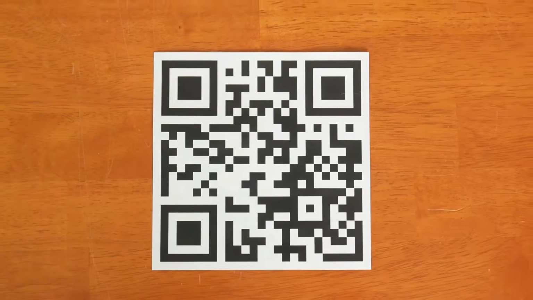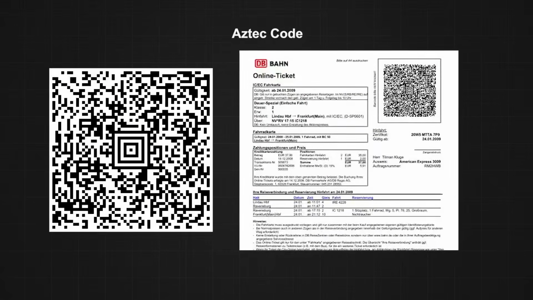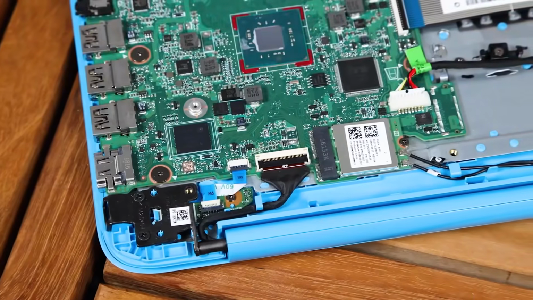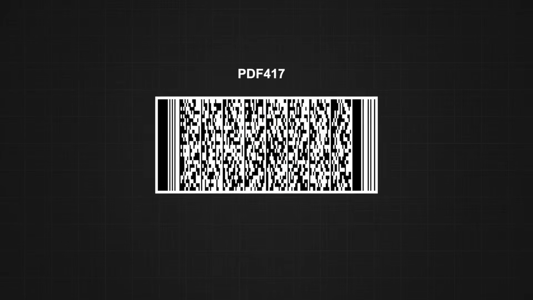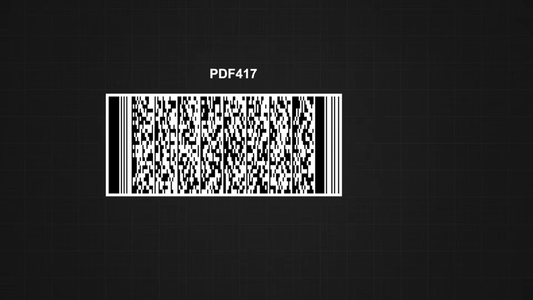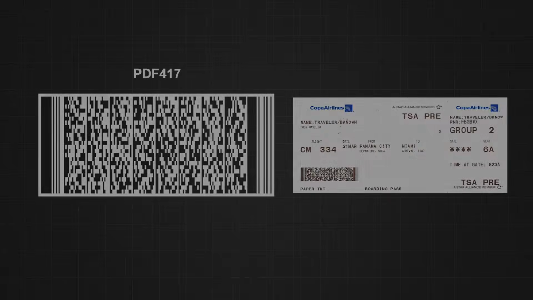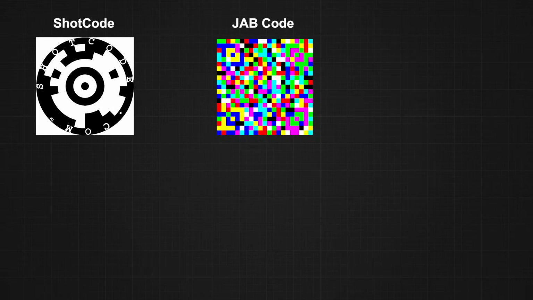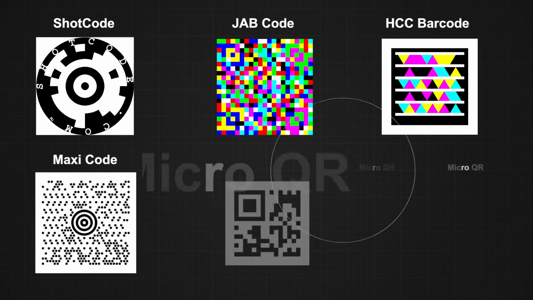But there are other codes that are very similar to QR codes, and you may have mistaken them for QR codes before. Like the JSTEC code, which looks a lot like QR codes and is used on train tickets in Europe. The data matrix code, which is very common in electronics for identification, like RAM memory chips and others. The PDF417, which looks a lot like barcodes but is used on airline tickets, on personal documents, and so on. And there are many others like the SHOT code, which is circular, the JAB code, which uses colored dots to store information, the high-capacity color barcode, created by Microsoft, which uses colored triangles to store information, the MAX code, and many others.